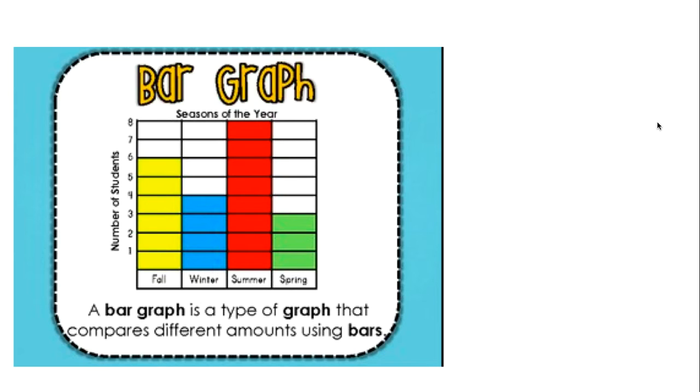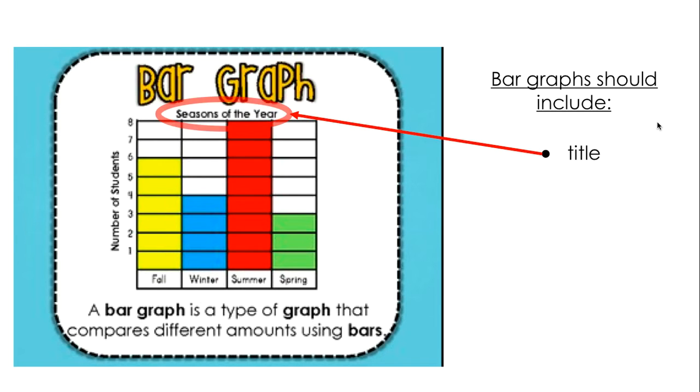As you can see, this is a bar graph. A bar graph is a type of graph that compares different amounts using bars. There are certain things that each bar graph should include. The first thing being a title. The title tells you what the bar graph is about.